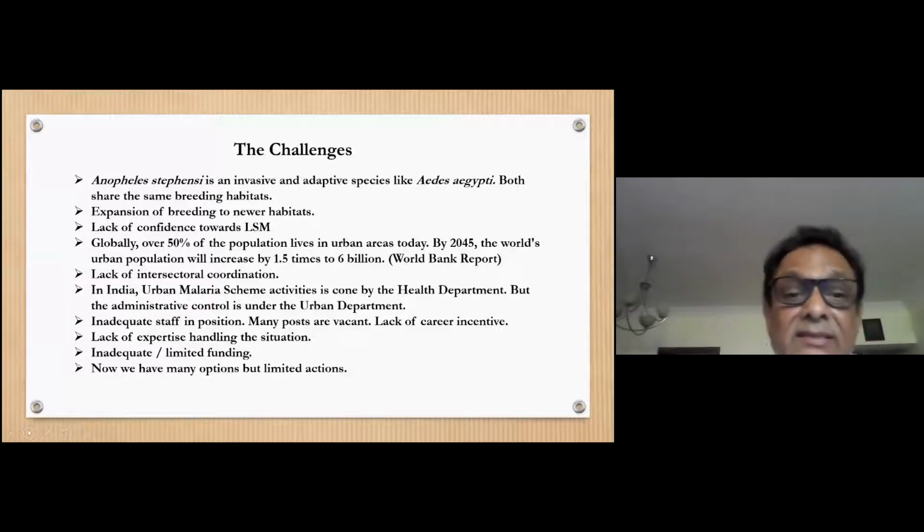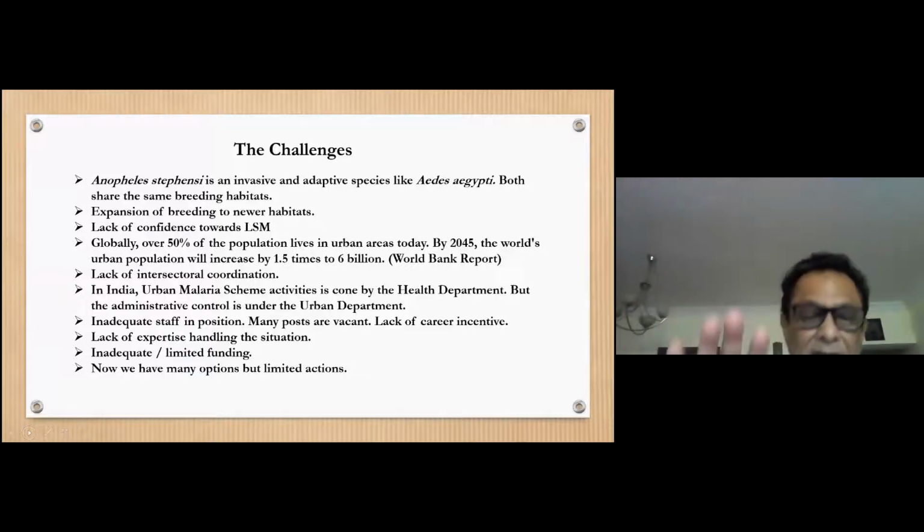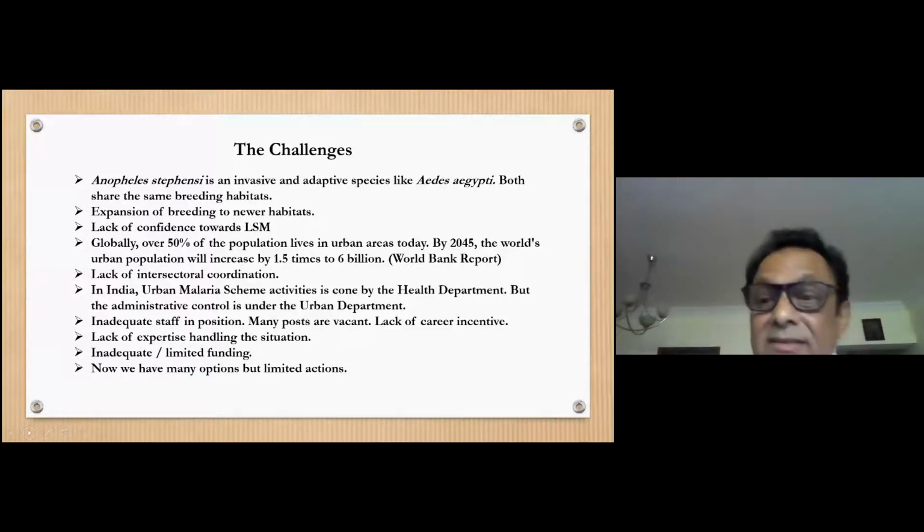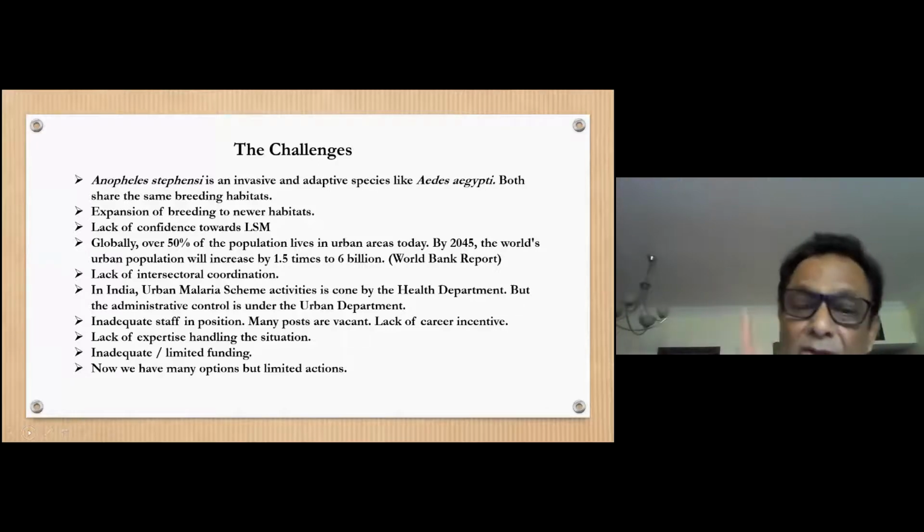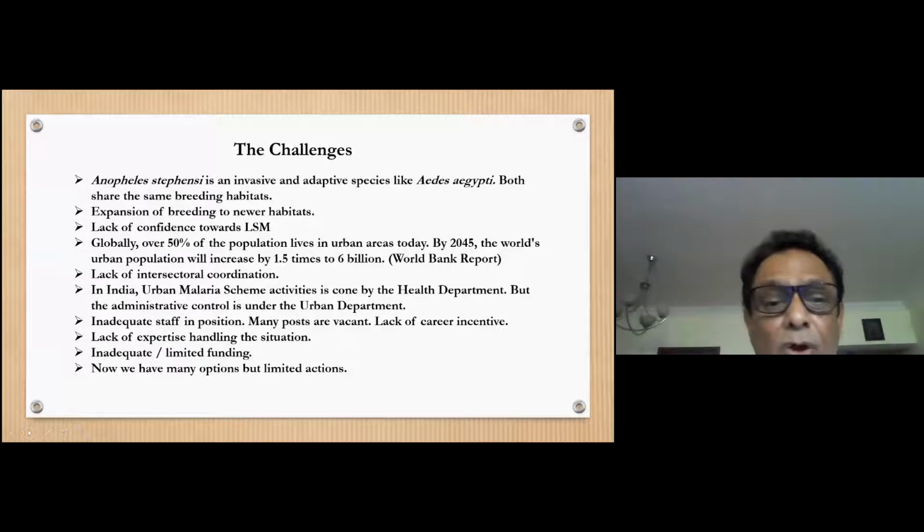Lack of expertise in handling the situations. Inadequate and limited funding. Now we have many options but limited actions. What Sopot did with only one Paris Green, here we have many options. Today you can talk of many strategies and planning, but with limited actions. With limited actions, we cannot get success.